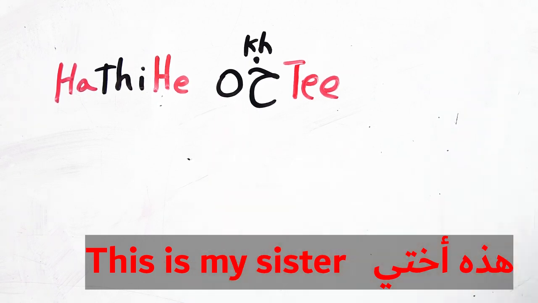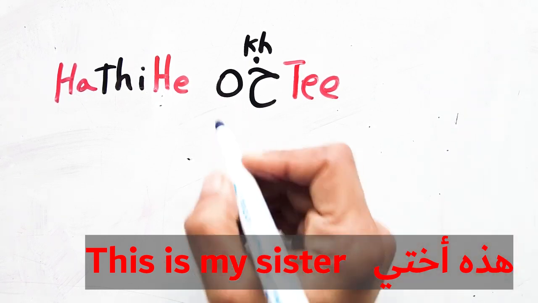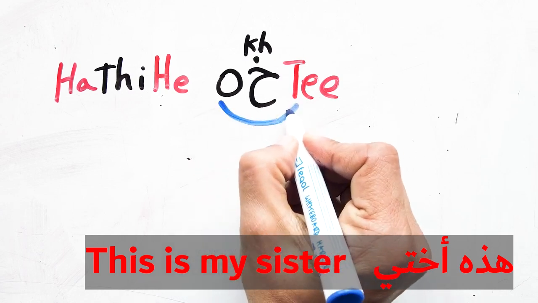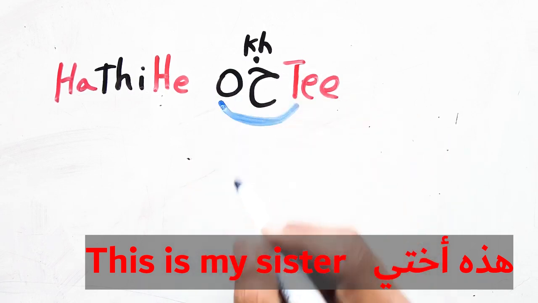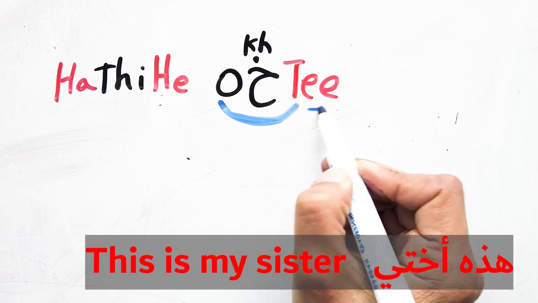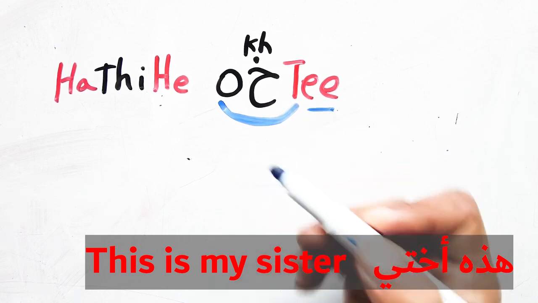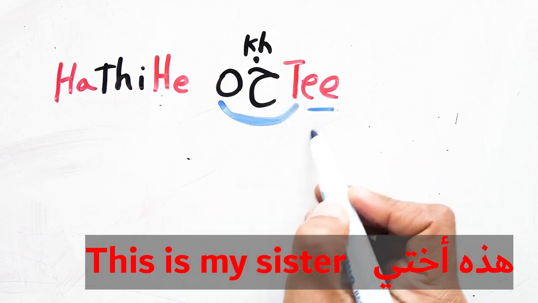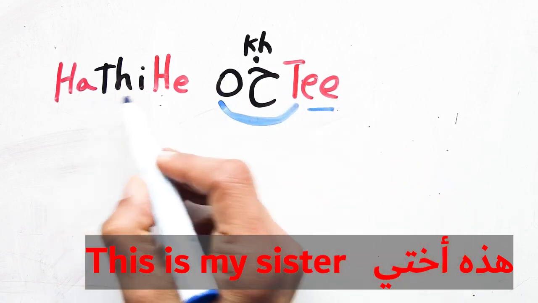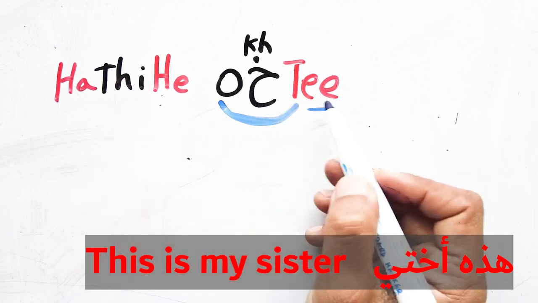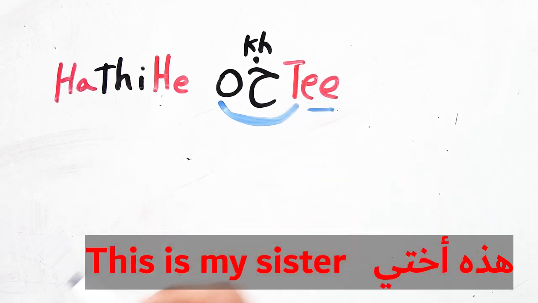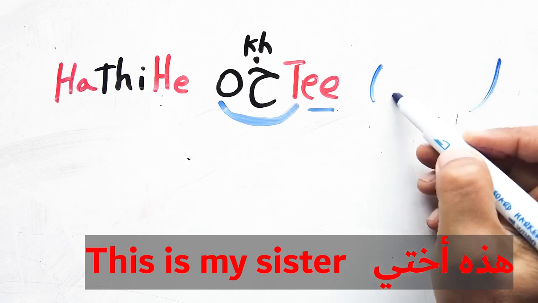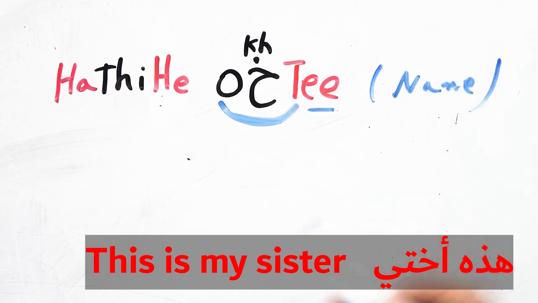The word sister is just أخت, until here. So أخت means sister. But when I add the ي, this is a possessive pronoun. It means "my." So that's why it is my sister. أختي. هذه أختي. This is my sister. And then you add here the name.